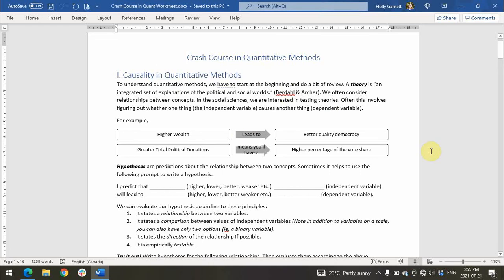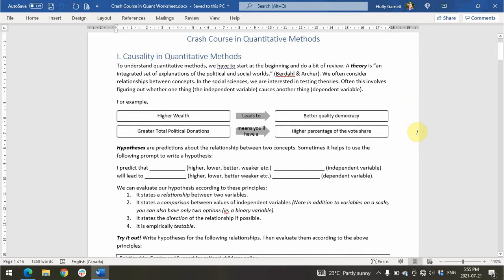Okay, so this is your crash course on quantitative methods in one lecture. I'm going to try to give you all of the most important things in 20 or 30 minutes, or maybe even less. We'll see. Okay, so let's get started. The biggest thing to remember in quantitative methods is that we have to start a bit at the beginning and do a bit of a review.